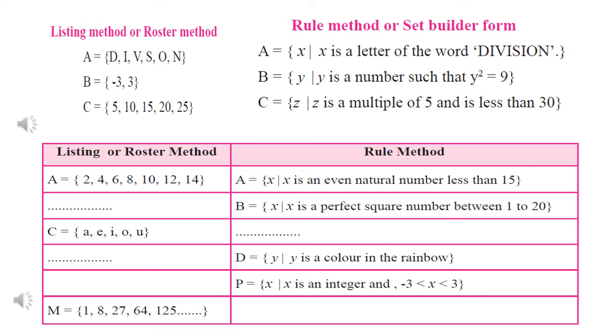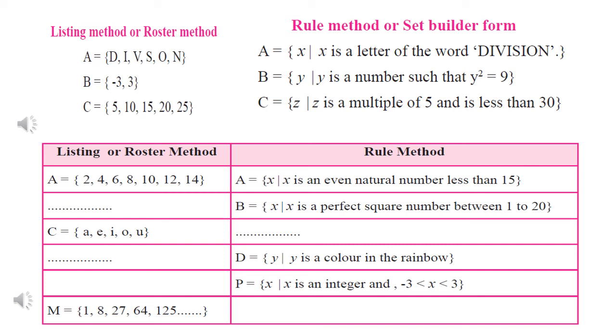Second one, we have to find in the listing method. They have already given us the rule method. The rule method states that x such that x is a perfect square number between 1 to 20. Now what is the meaning of a perfect square? A perfect square is nothing but a number obtained by multiplying a number by itself.